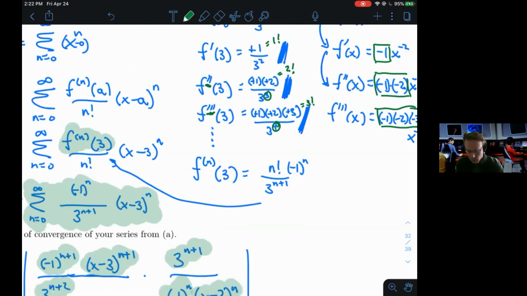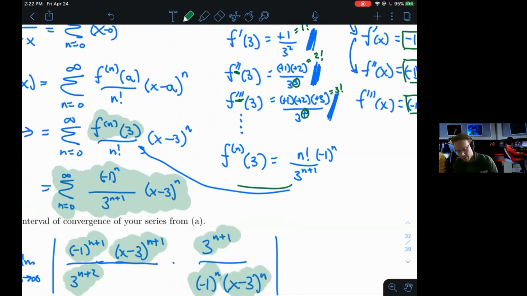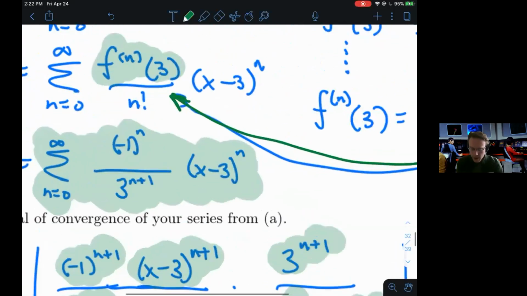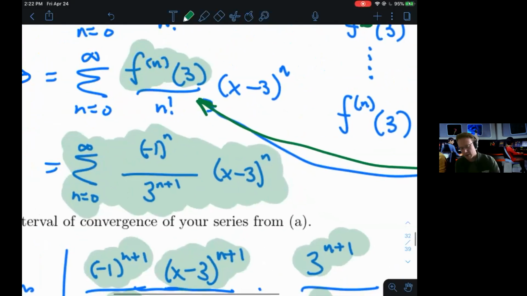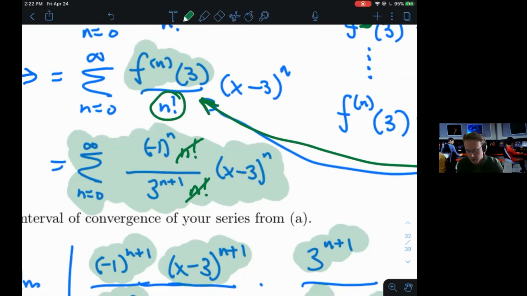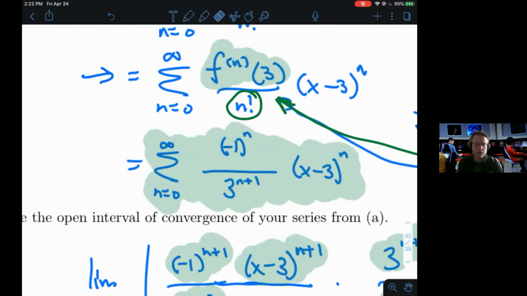Now that I have a rule, I can go ahead and plug this in, just like I have here. So the nth derivative, and notice there's quite a bit of canceling that happens, right? Because there was an n factorial on top, but there's also this n factorial on bottom. So these right here can just cancel. The alternating piece remains, and the fact that we're dividing by 3 to the n plus 1 remains. So this right here is my final answer as far as what the Taylor polynomial for this function centered around x equals 3 should look like.